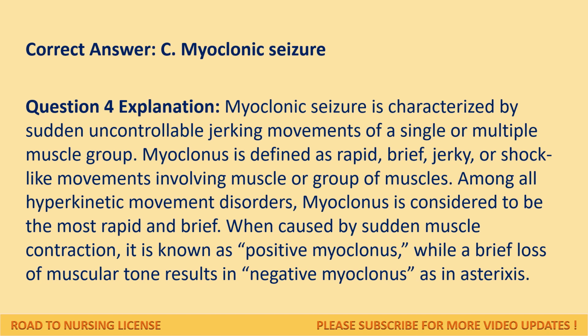Question 4. Explanation. Myoclonic seizure is characterized by sudden uncontrollable jerking movements of a single or multiple muscle group. Myoclonus is defined as rapid, brief, jerky, or shock-like movements involving a muscle or group of muscles. Among all hyperkinetic movement disorders, myoclonus is considered to be the most rapid and brief. When caused by sudden muscle contraction, it is known as positive myoclonus, while a brief loss of muscular tone results in negative myoclonus, as in asterixis.